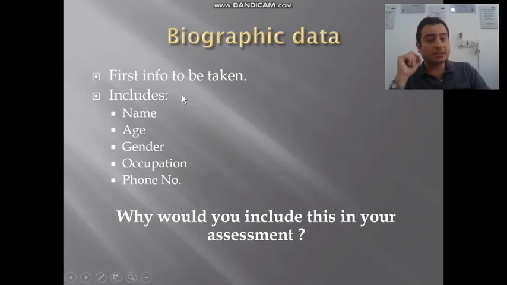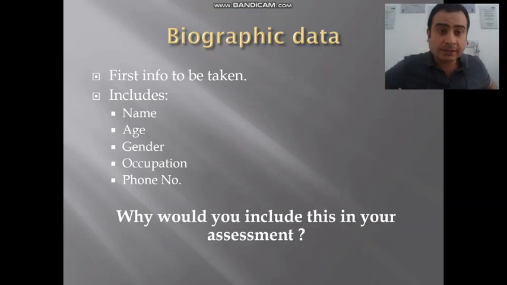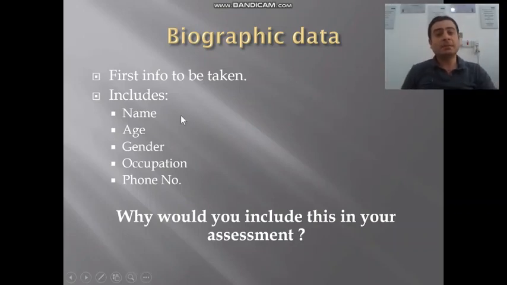Biographic data. This is the first part to be taken, and it includes the name, age, gender, occupation, and the phone number. Why would we include this in our assessment? Because we want to consider a patient as a human being rather than a collection of signs and symptoms. The name is really important to address the patient by their name, and the age will give you a hint about the general well-being of the patient. Gender, male or female. The occupation: there are certain diseases related to the occupation, work-related illnesses.